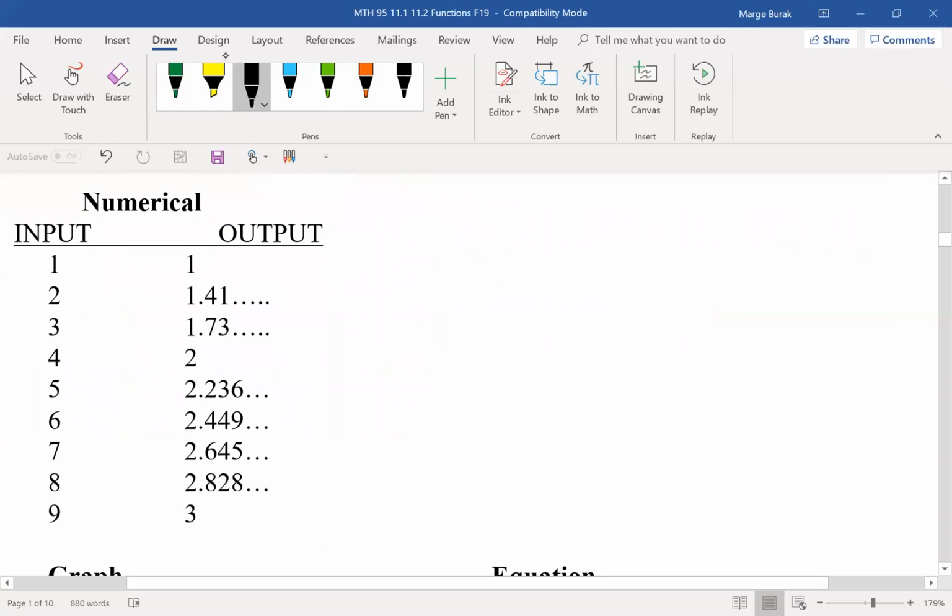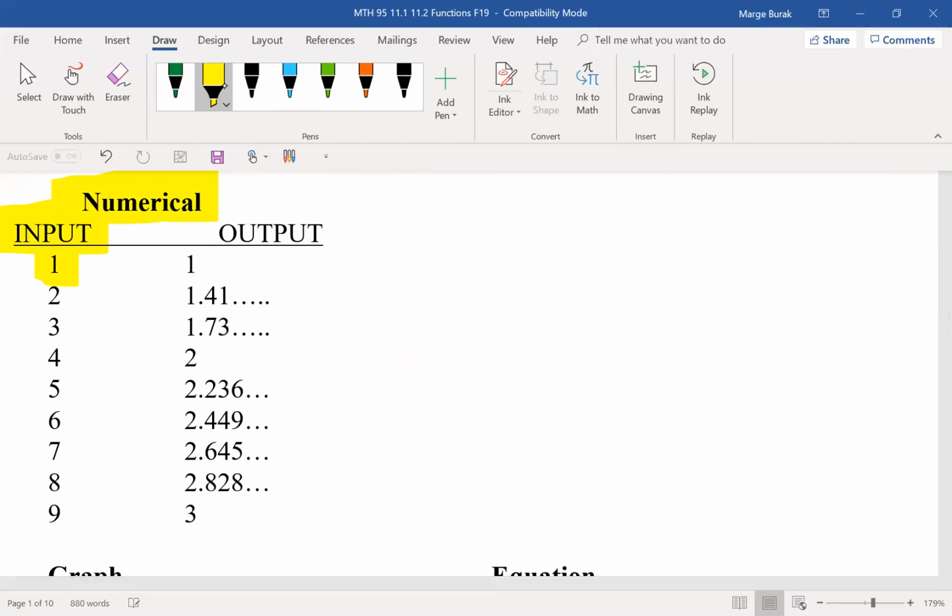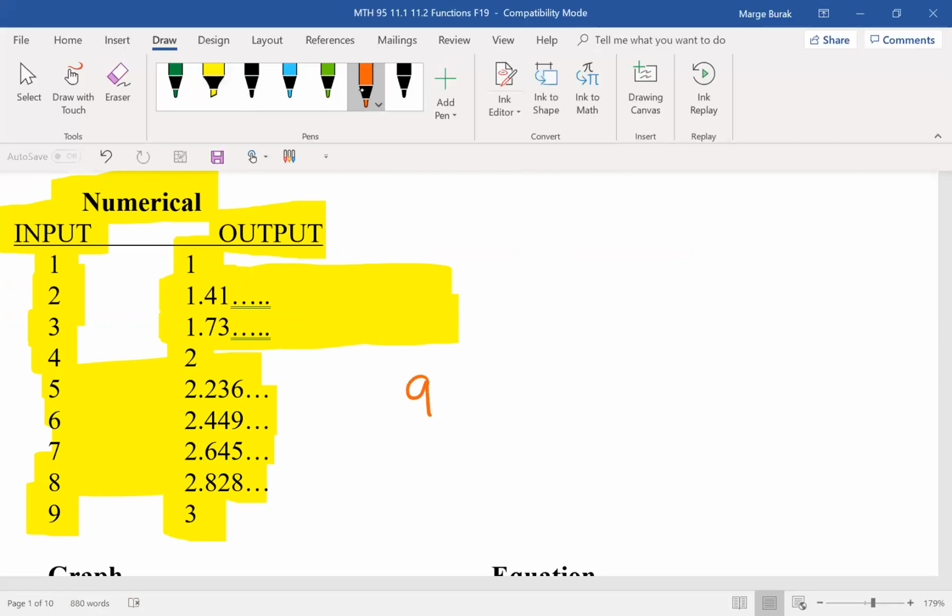Here's the numerical way, which is just a table. So if the input is 1, the square root of 1 is my output, 1. If you put in 2, the square root of 2 is 1.4 and so on. It goes forever. That's an irrational number. If you put in 3, the square root of 3 is another irrational number that goes forever. But if you input 4, then the square root of 4 is a nice little 2, and so on and so on. So right now, this function is only 1, 2, 3, 4, 5, 6, 7, 8, 9 members. This one has 9 members.